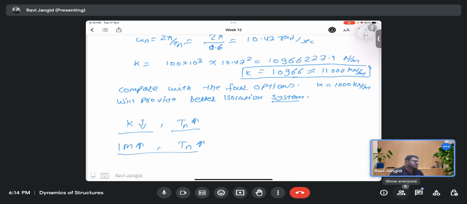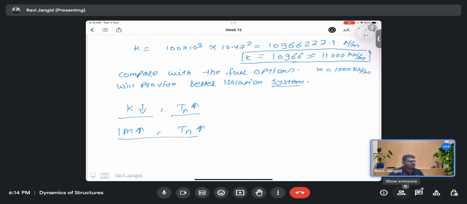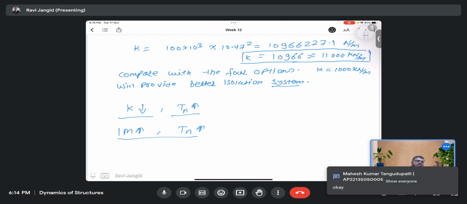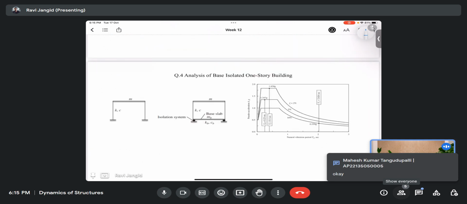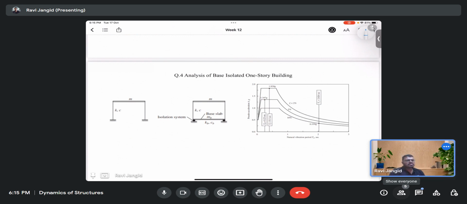In some cases the time period is given, like the base isolated time period, then you have to find out which one would be better. The more the gap between the base isolated structure and the fixed base structure, the more effective your isolation would be. So there should be a significant gap between the fixed base time period and the base isolated time period. Is it okay? Yes sir.